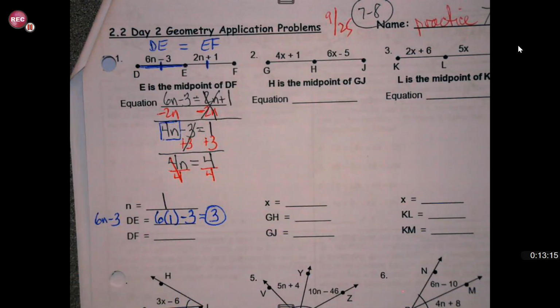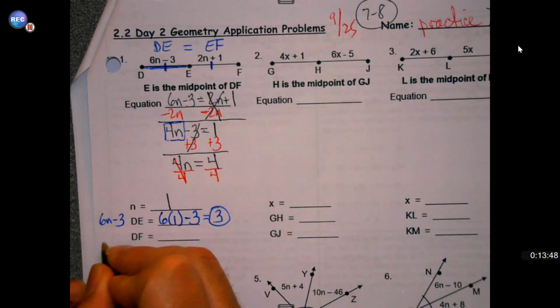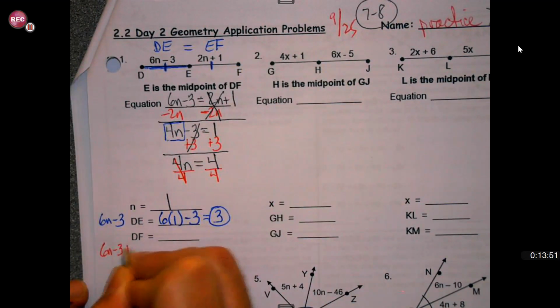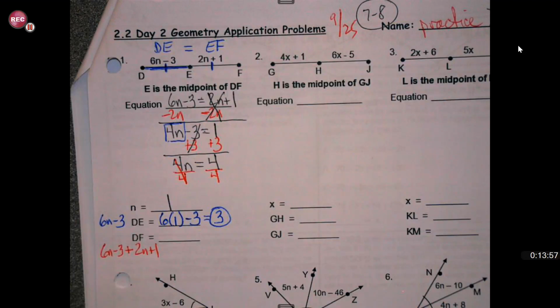But here's where I got going too fast, and I'm hoping I can help some of you not do that. The last one, I assumed it was going to be EF. And I'm like, okay, it's going to be EF. It's not. It's DF. It's the whole thing. So, here's how you can figure out DF. You got two options. I could go in and say, well, DF is all of this stuff. So now I got to sit here and I got to do 6n minus 3 plus 2n plus 1. Now, do I really want to have to do all that? No.